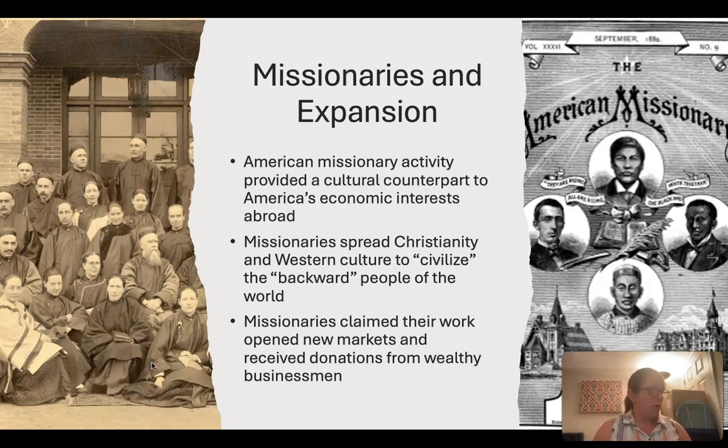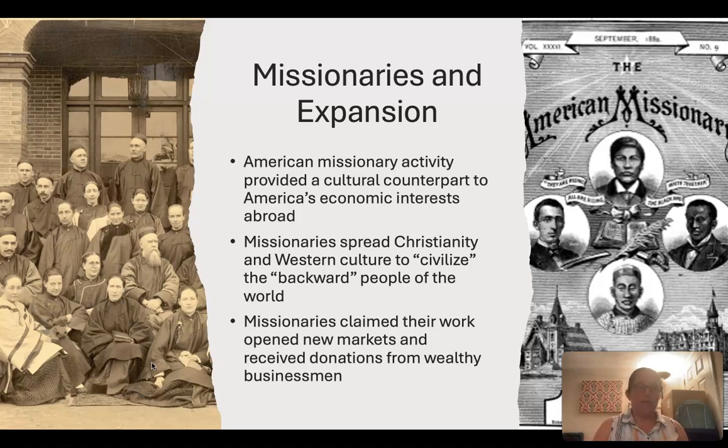And so missionaries also very consciously linked themselves to this economic expansion. They flourished mainly in port cities. They had a lot of success in converting people in these cities who were trading with American businessmen and who were employed by American businesses. They claimed very consciously that their work was opening up new markets. And because of this, they got a lot of donations and a lot of charitable support from wealthy businessmen.